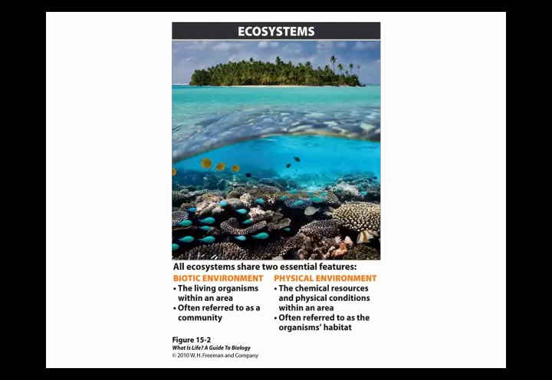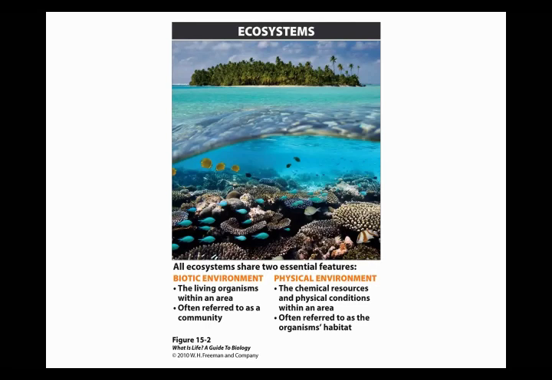And in order to suffice as an ecosystem, it has to have two essential features. It has to have both living things and non-living things. The living things we call the biotic components. These are all of the living organisms within an area, and they're often referred to as a community.